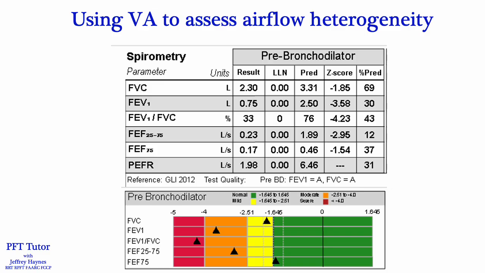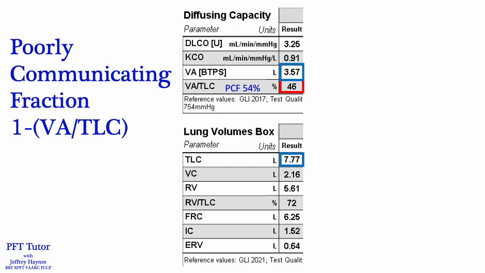So this is a patient who has severe airflow obstruction with an FEV1 to FVC ratio of 33%. Their total lung capacity is 7.77 liters, and the alveolar volume from the DLCO is 3.57 liters. So right on our reports, we have the VA to TLC ratio right here, and that's 46%.